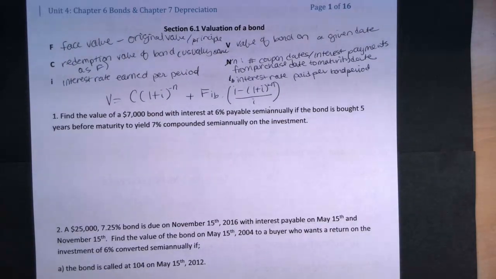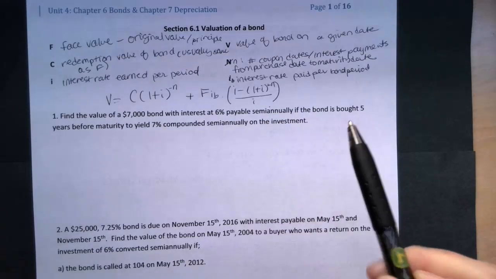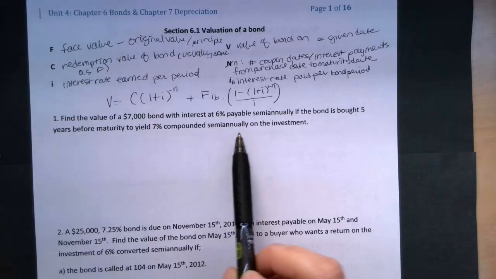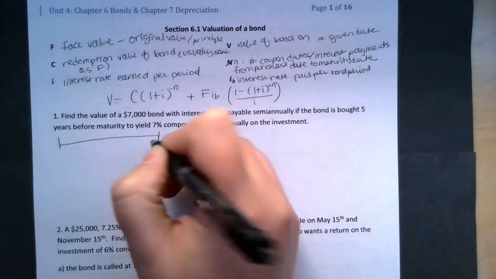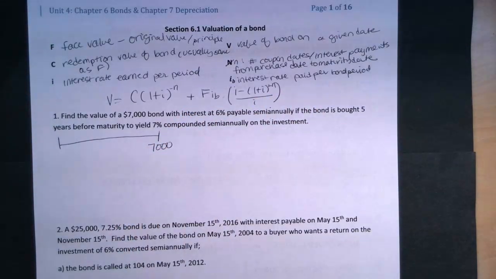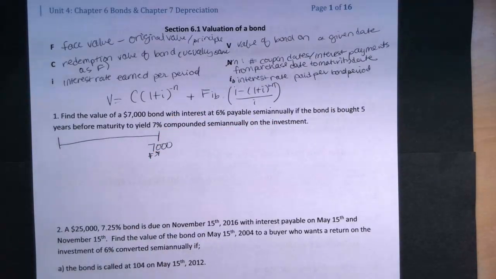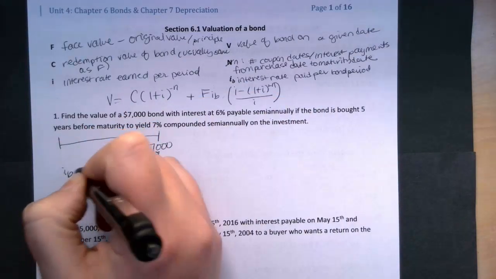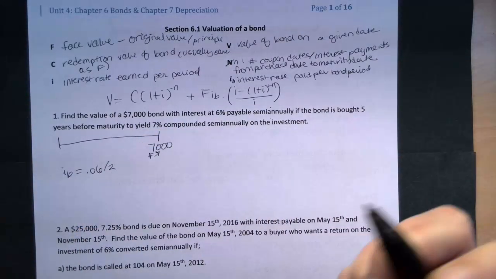Okay, so let's take a look at this. We're going to do example 1. Find the value of a $7,000 bond with an interest rate of 6% payable semi-annually if the bond is bought 5 years before maturity to yield 7% compounded semi-annually on the investment. Just helping us sketch our timeline: the bond is $7,000, so it's going to go over here, and that's going to be our F. That's the face value of the bond, and then the bond has interest at 6%, so IB is 0.06 over 2, because it's semi-annually.